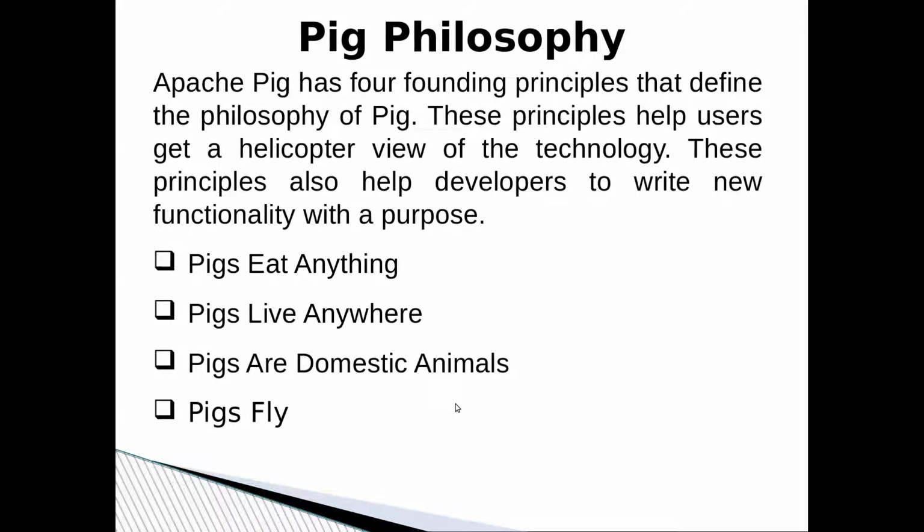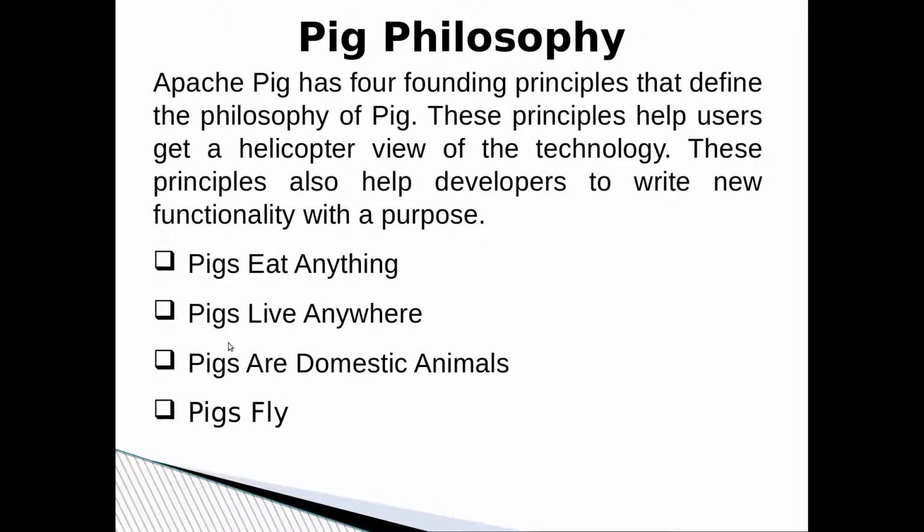Now Pig is based on four founding principles that we say is the philosophy of Pig. With these points about philosophy, users can get a broad helicopter view of the technology. That is what this technology is all about. So four points are there. The first philosophical point about Pig is pigs eat anything. Second is pigs live anywhere. Next, pigs are domestic animals. And then pigs fly.